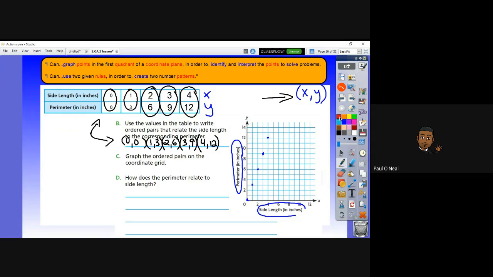So now I'm just going to simply connect these as best as I can. Okay. And that right there is our answer for C. So let me just draw an arrow. Oh, not that. Oh, man. Sorry about that.